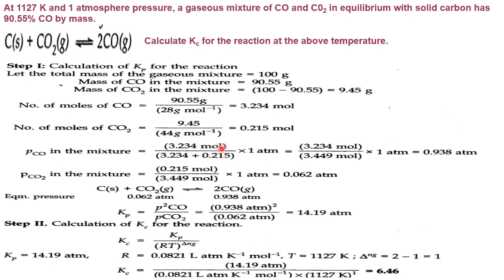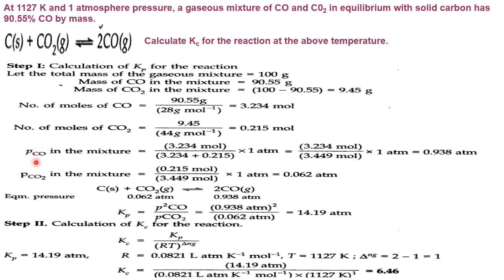Now we understood the number of moles, so using the number of moles, we will go for the partial pressure. For this, we have to use Dalton's law of partial pressure. Partial pressure equal to mole fraction into total pressure. So partial pressure of carbon monoxide is equal to mole fraction of carbon monoxide, which is the number of moles of carbon monoxide, 3.234, divided by the total moles, these two added, into total pressure given here as 1 atmosphere. That gives you 0.938 atmosphere.